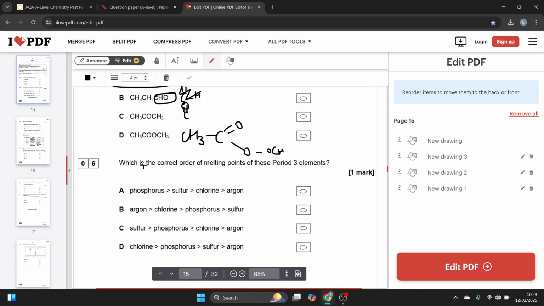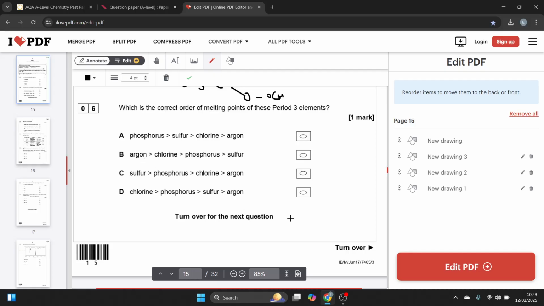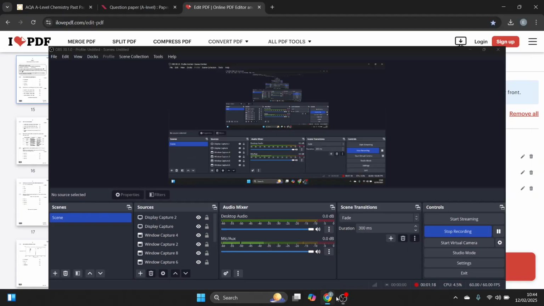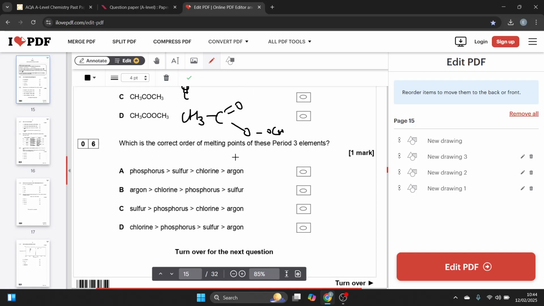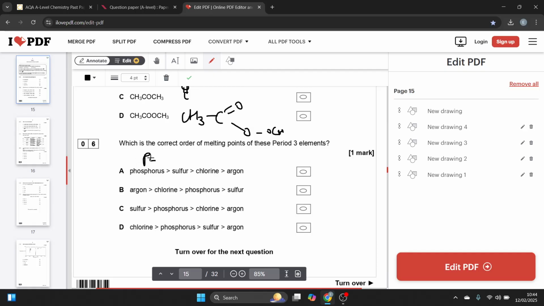And yeah, which is the correct order of melting points of these period 3 elements? So correct order of melting points, so weakest to highest melting points. So phosphorus is P4, sulfur is S8, chlorine is Cl2, argon is Ar. So it's going to be B then, Ar, chlorine, phosphorus. Actually no, it's not.